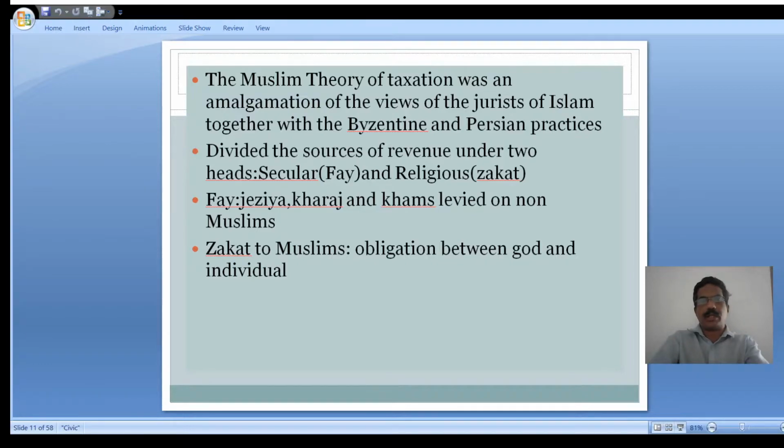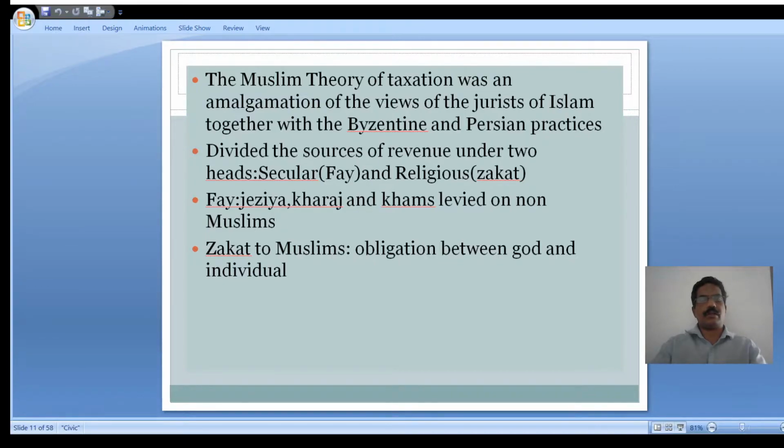One of the important aspects of the tax system of the Delhi Sultanate was that tax was imposed according to the repayment capacity of the people. It was not universal in nature. For example, 48 dirhams were to be paid by the rich classes, 24 dirhams by the middle classes, and 12 dirhams annually by the poor classes. So the tax was imposed according to the economic status of the different classes of society.